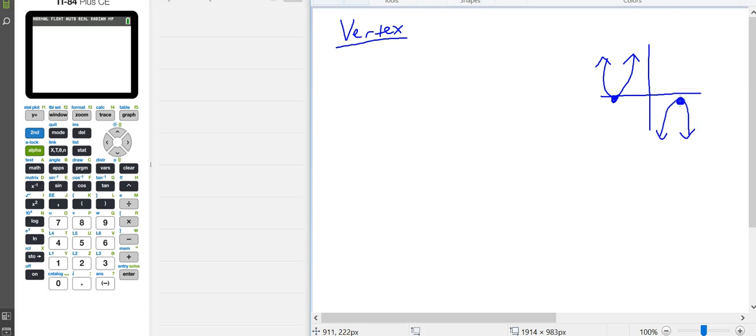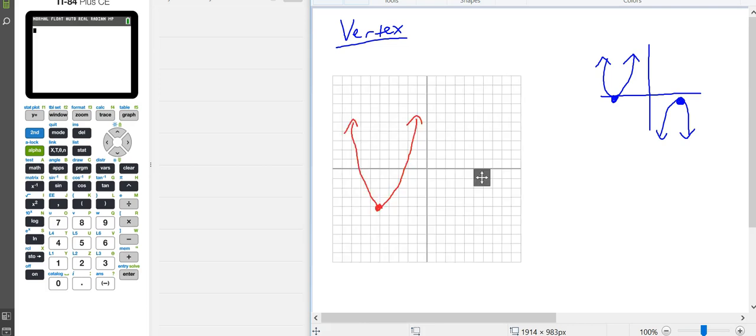There are many different ways we can calculate the vertex, depending on different scenarios. Let's look at a few of them. If you're given a graph of your parabola, it's very easy to just count the boxes and see where the vertex, the turning point, is. This graph in red has a minimum point at -5, -4, and that's very easy to see from this graph.